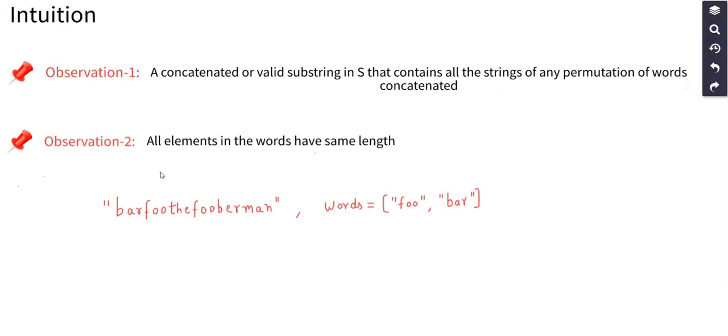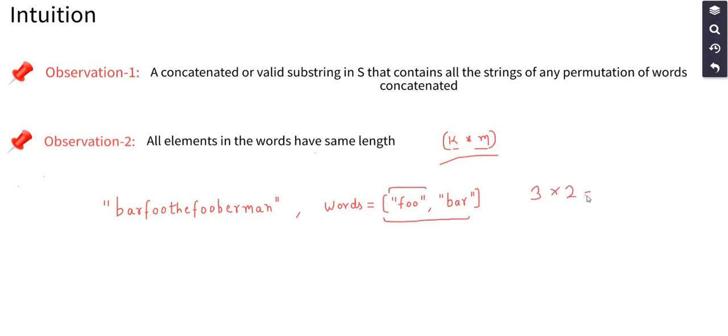The second observation is that all elements in the words have the same length. Let's say this length is k, and we know that we must include all the words of the words array in some order or permutation to form a valid substring. So let's say m is the length of the words array. So the substring that we want to search in the parent string S would be of length k into m. Like in this case, we can see that the length of an individual word is 3 while the length of the array is 2.